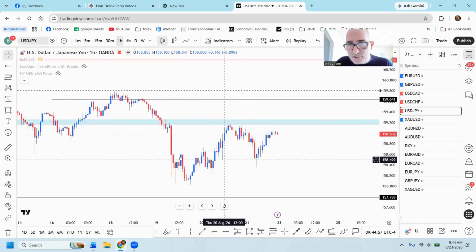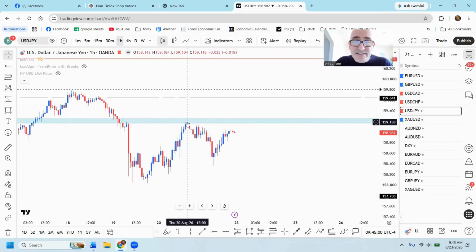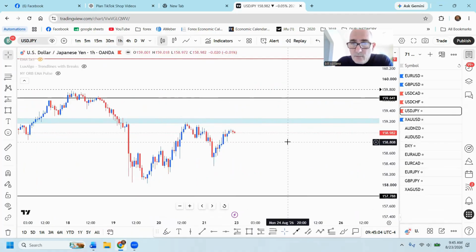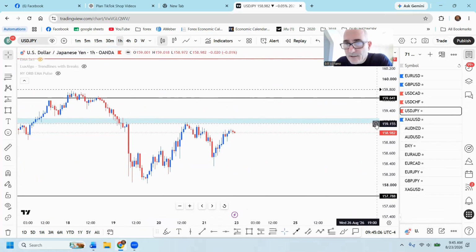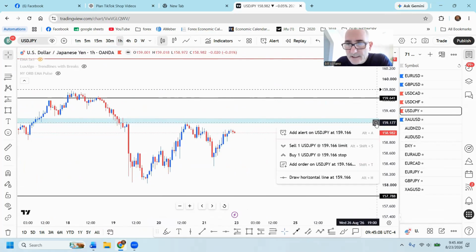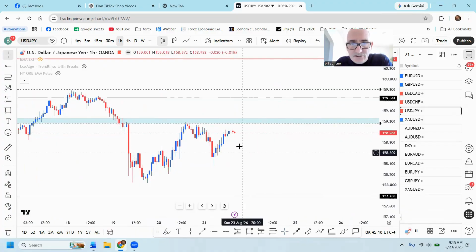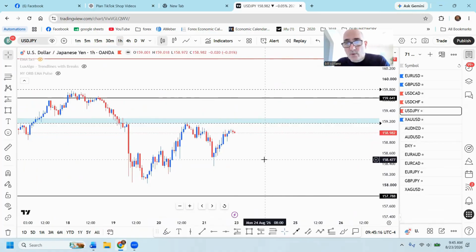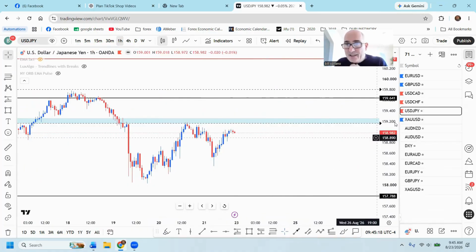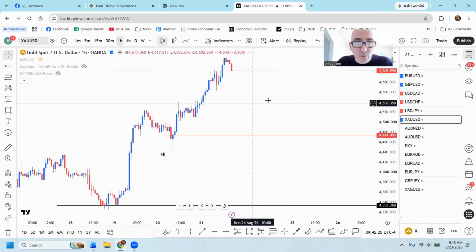Sometimes that happens for you. So you can see here that price has already come back and hit this range on Thursday. We're not going to count that though. We need another hit. So we're going to set our alert right there in USDJPY at 159.166. Okay. And then the final pair is gold.